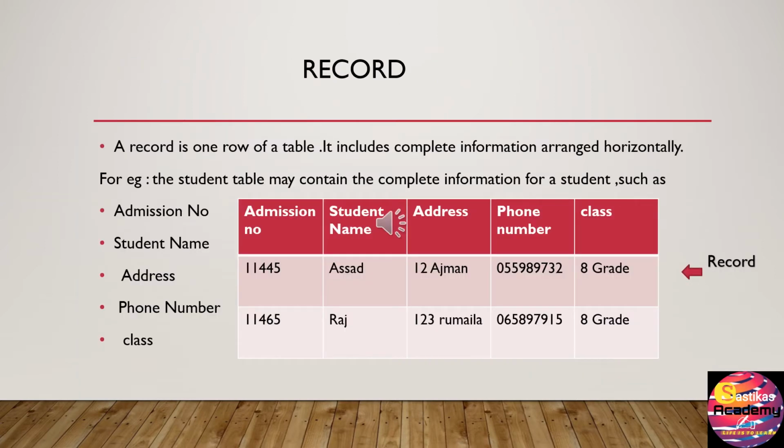Here I give you an example of a record. In one particular row, the admission number, student name, address, phone number, and class of a particular person form a single person's complete record. The horizontal row is called a record.